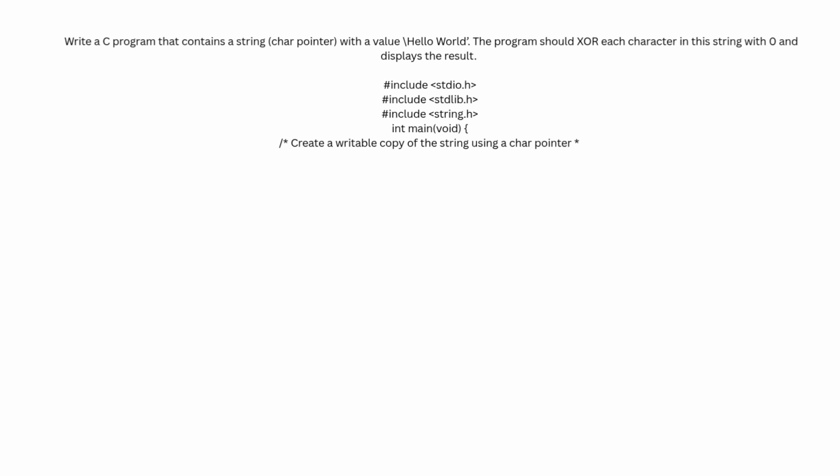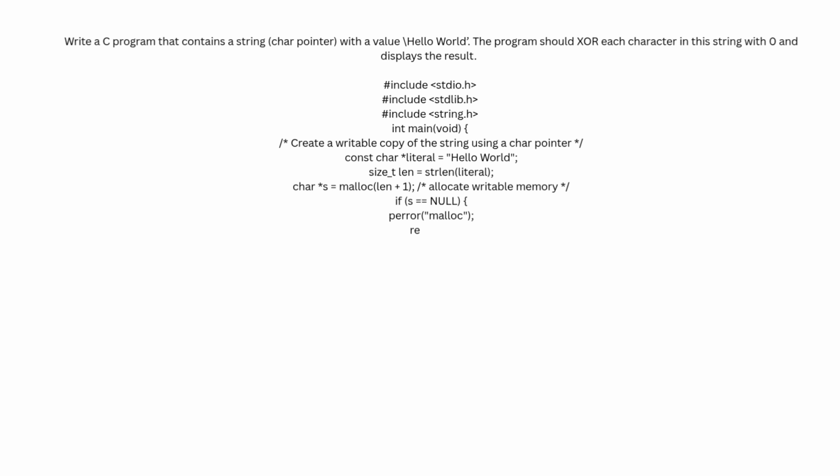Coming to the second header file, stdlib.h. This header is needed because we use malloc as well as free. Malloc is to allocate memory, free is to release memory. Coming to the third header file, which is string.h. This header allows us to have strlen and strcpy, which is string length and string copy, to find the length of a string as well as to copy a string.